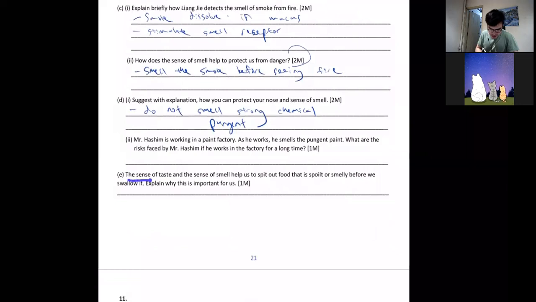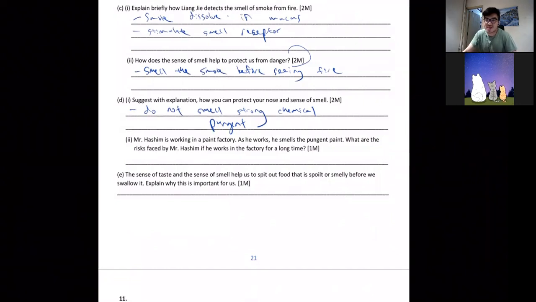So the sense of taste and smell help us to spit out food that is spoiled or smelly before we swallow it. Explain why this is important for us. Because we can smell bad food before eating it.